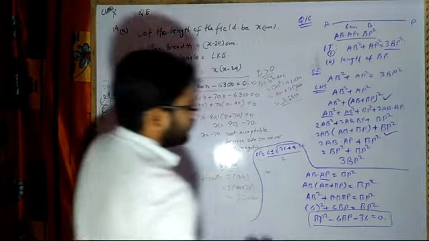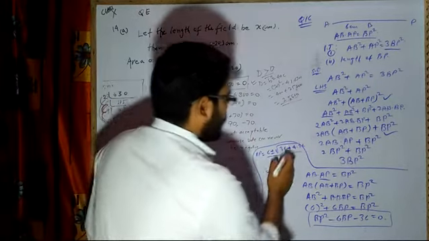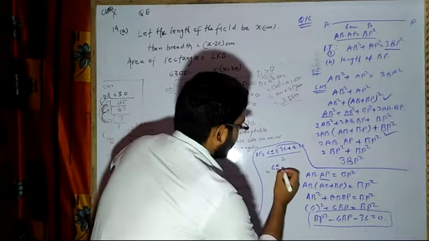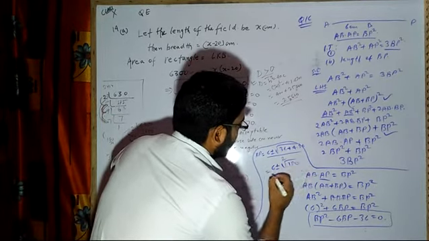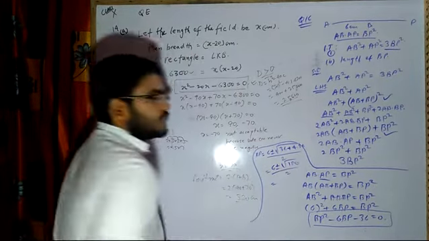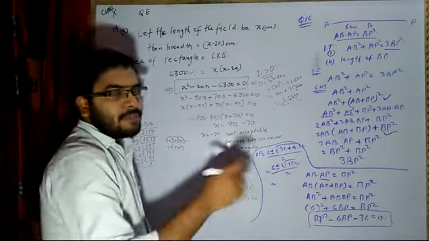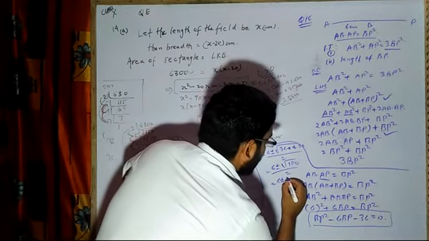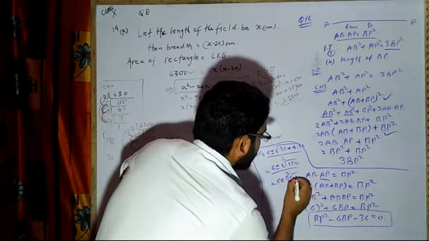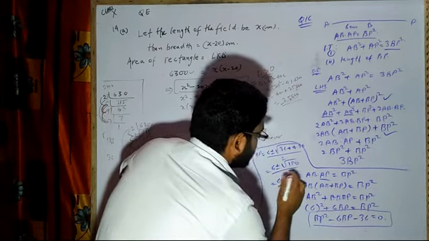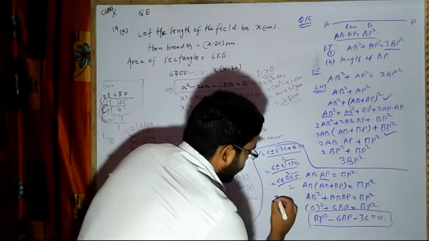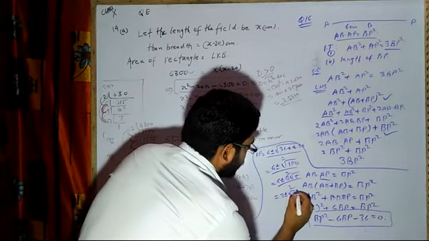So 36 into 4 is 144, 144 plus 6 is 150, 180. Okay, 6 plus minus root under 180 by 2. Now 180 means 45 into 4, 45 means 9 into 5. So it will be 6 plus minus 6 root under 5 by 2. 36 into 5 is 180. Now you have two common, so 3 plus minus root under 5.